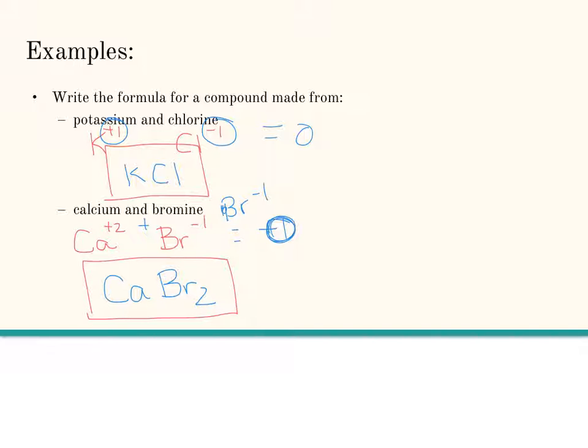And so the chemical formula for the combination of calcium and bromine is CaBr2. The subscript for calcium is a 1, even though it's not written. So we never write subscripts of 1, but just recognize there's 1 calcium for every 2 bromines in that formula.